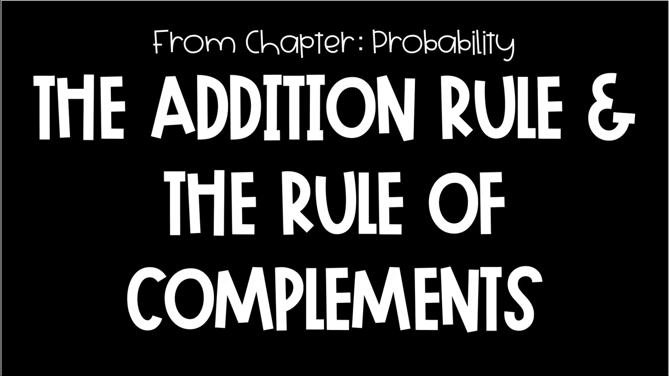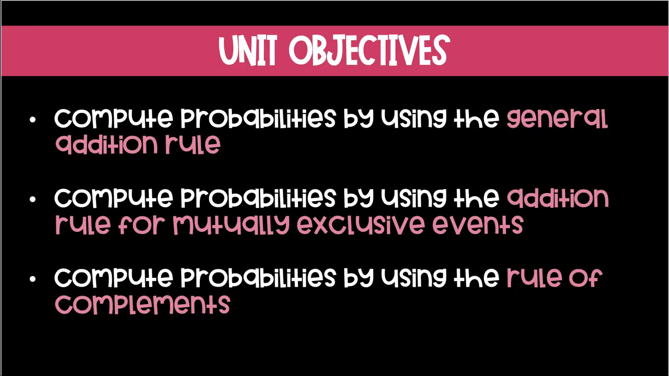Hi students, this is the section on the addition rule and rule of complements from the chapter on probability. The objectives for this unit are to be able to compute probabilities by using the general addition rule, by using the addition rule for mutually exclusive events, and to be able to compute probabilities using the rule of complements.